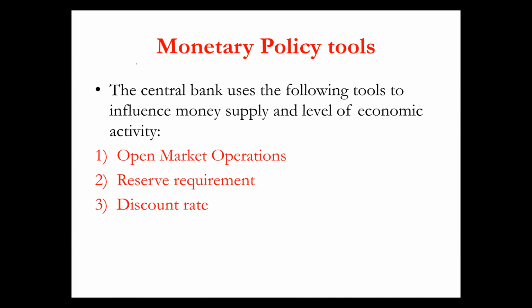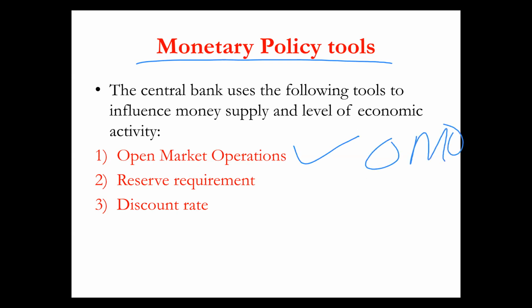You need the tools that the central bank uses as they control money supply. Very, very important. Number one, it is called OMO, the open market operations. Then the reserve requirement and the discount rate. These three of them are the key tools that the central bank uses as they control the supply of money.